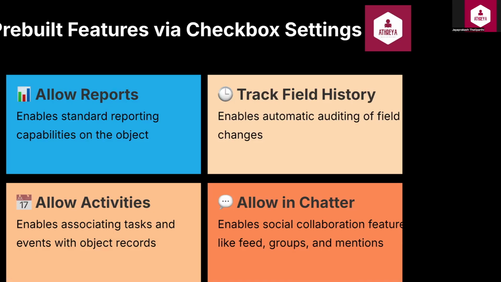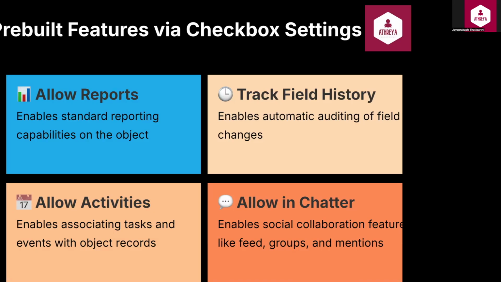Allow Activities allows users to create and relate tasks and events to records of this object. Enabling it on Position lets recruiters log follow-up calls or schedule interviews directly from the record. The Allow Activities setting enables an object to support Salesforce activity management features like tasks, events, emails, and activity timeline. Behind the scenes, when you check Allow Activities on an object, Salesforce automatically enables two related lists: Open Activities, which shows pending tasks and events, and Activity History, which shows completed tasks, events, and logged calls or emails. The object becomes available in the activity timeline in Lightning Experience.